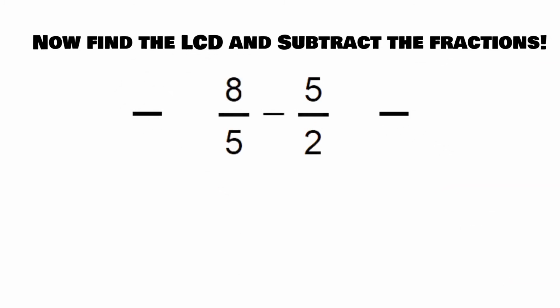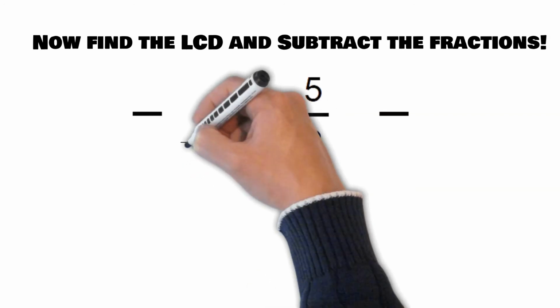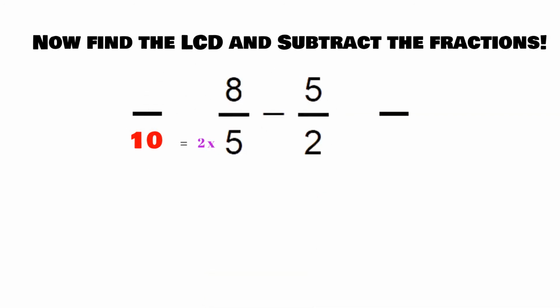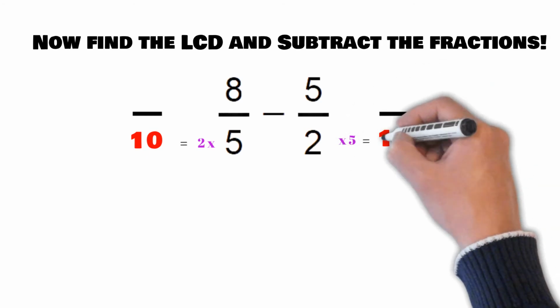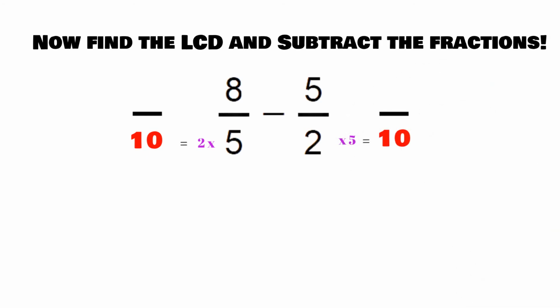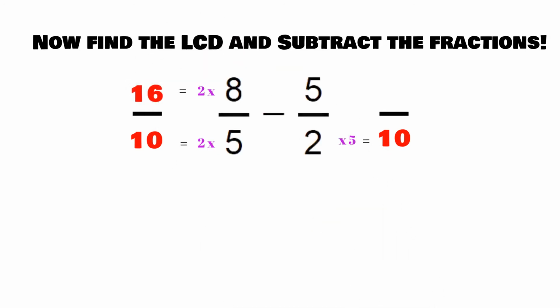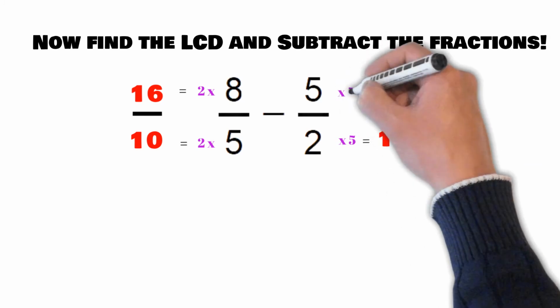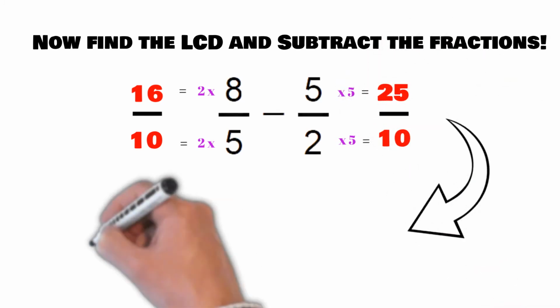So we have to look at the denominators, 5 and 2. So we find out that their lowest common denominator is 10. So we go 5 times 2 is 10. And 2 times 5 is 10 as well. Whatever we do on the bottom, we have to do on the top. So we're going to do 8 times 2 is 16, and 5 times 5 is 25.